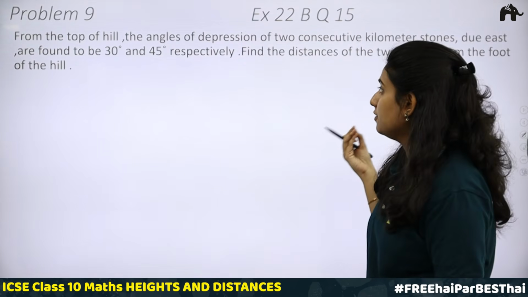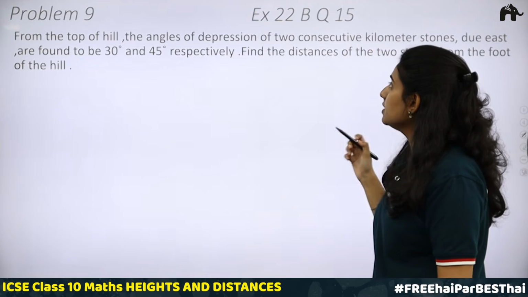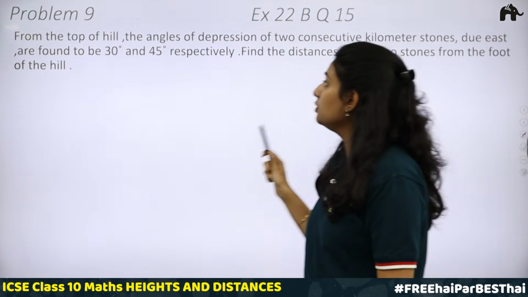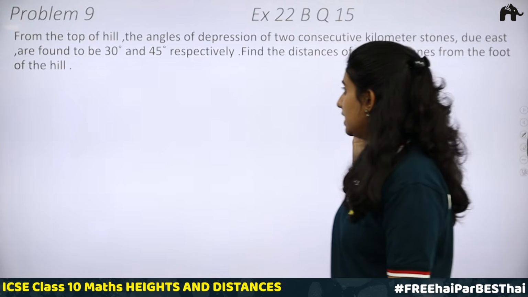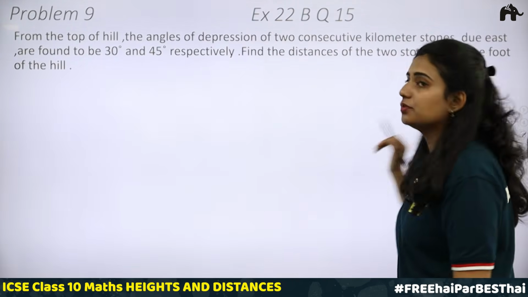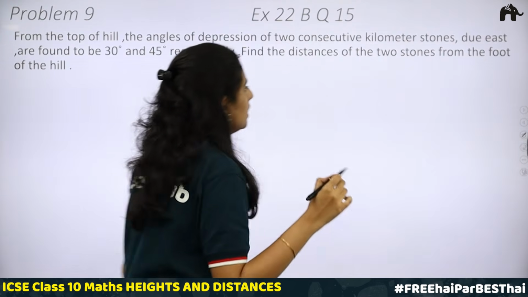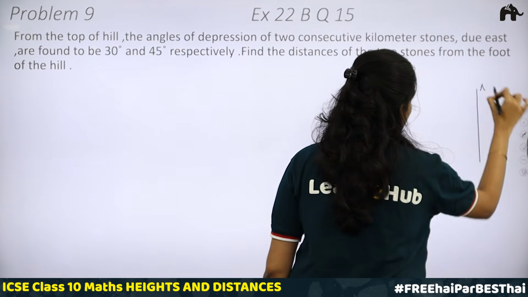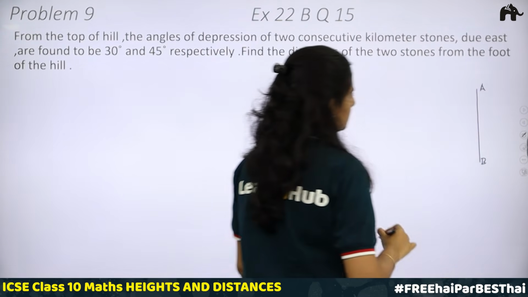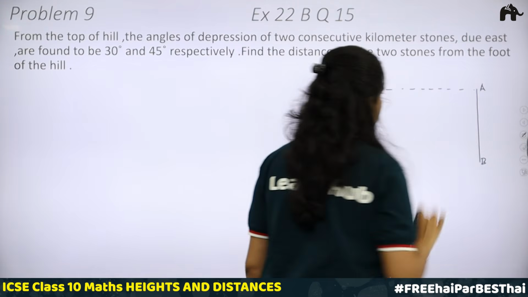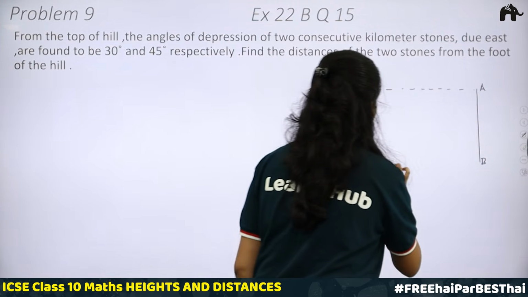Problem 9, question 15 of 22B. From the top of a hill, the angles of depression of two consecutive kilometer stones due east are found to be 30 degree and 45 degree respectively. Find the distance of the two stones from the foot of the hill. Okay, here we have a hill AB. Okay, this is the horizontal line. Here we have the ground.